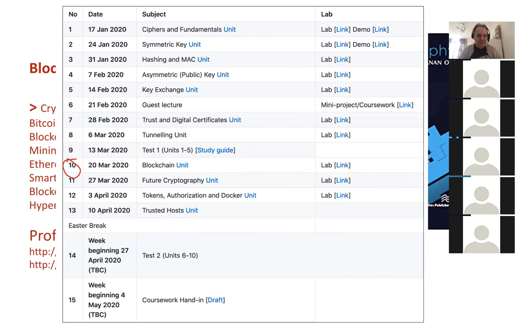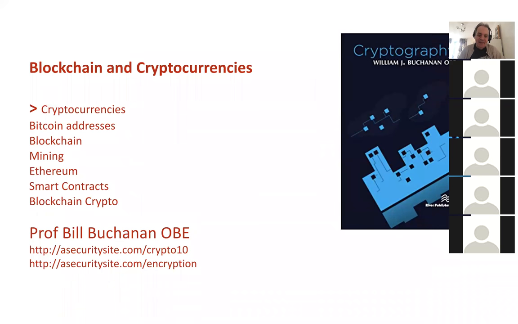with your assessments. Okay, next week we'll do some future cryptography, and then we'll go on to tokens, authorization, and Docker. And week 13 doesn't actually exist because we have a holiday in that week. Okay, so our focus is on week 14 and week 15. On the Monday session, I'll explain a bit more in detail what happens with those assessments. Okay, anybody, any questions on where we are and what we're doing?